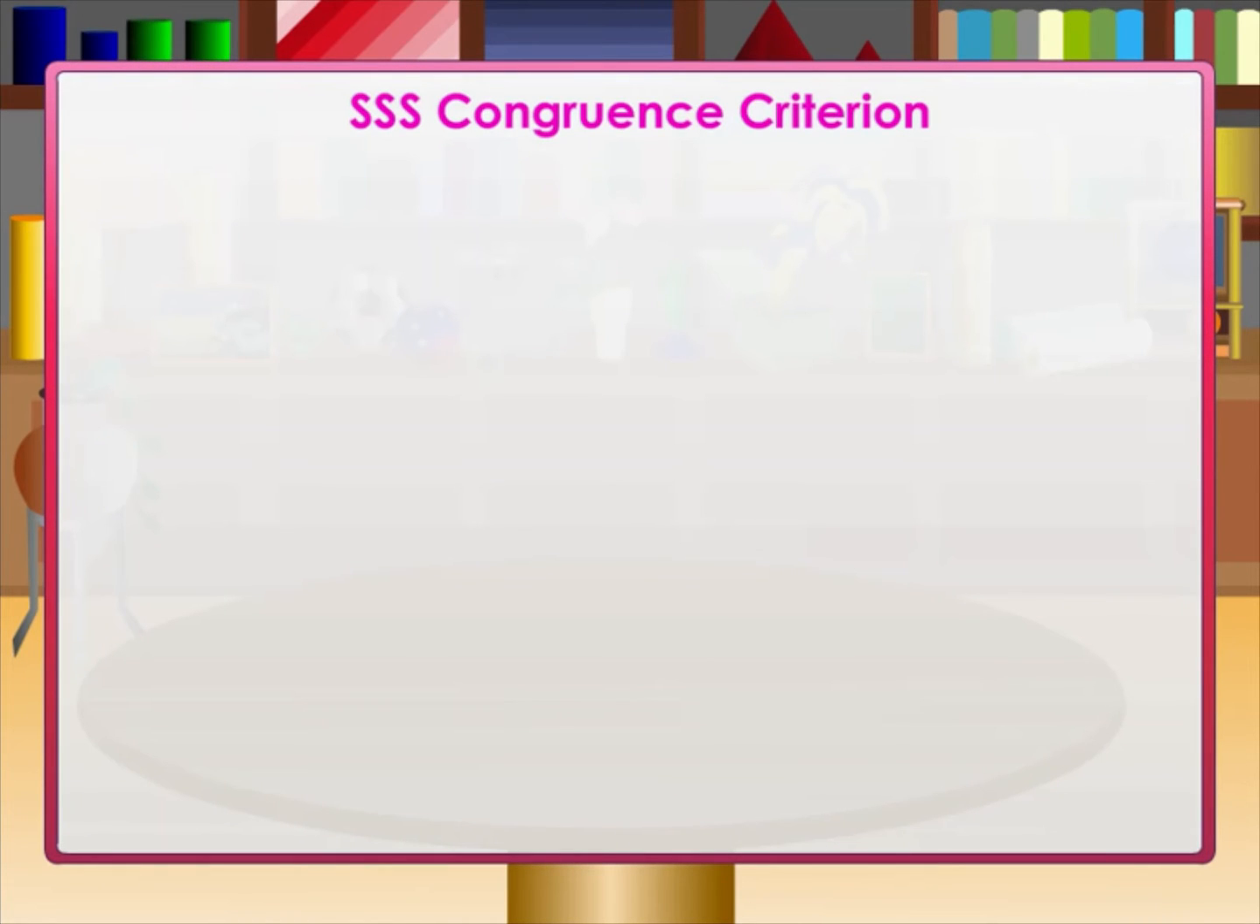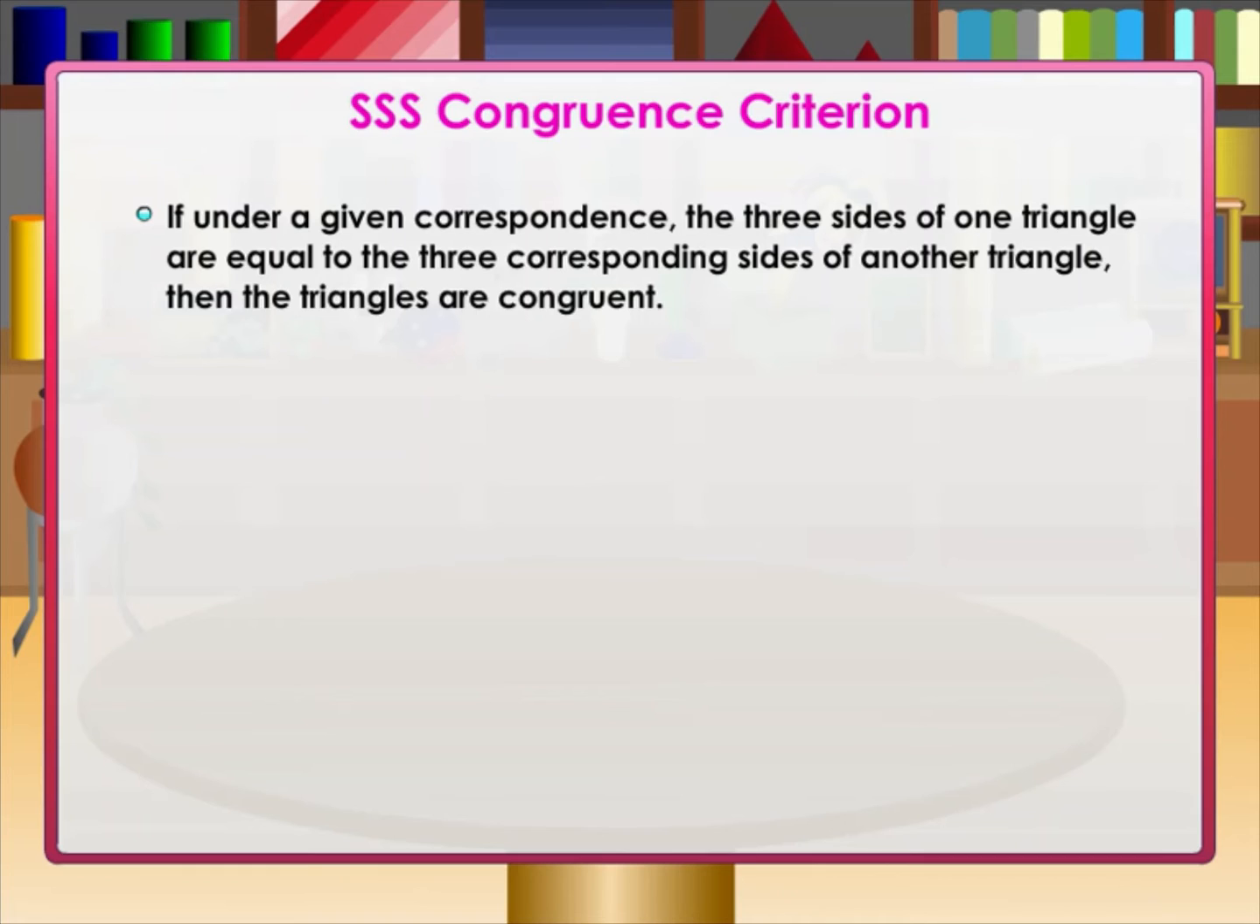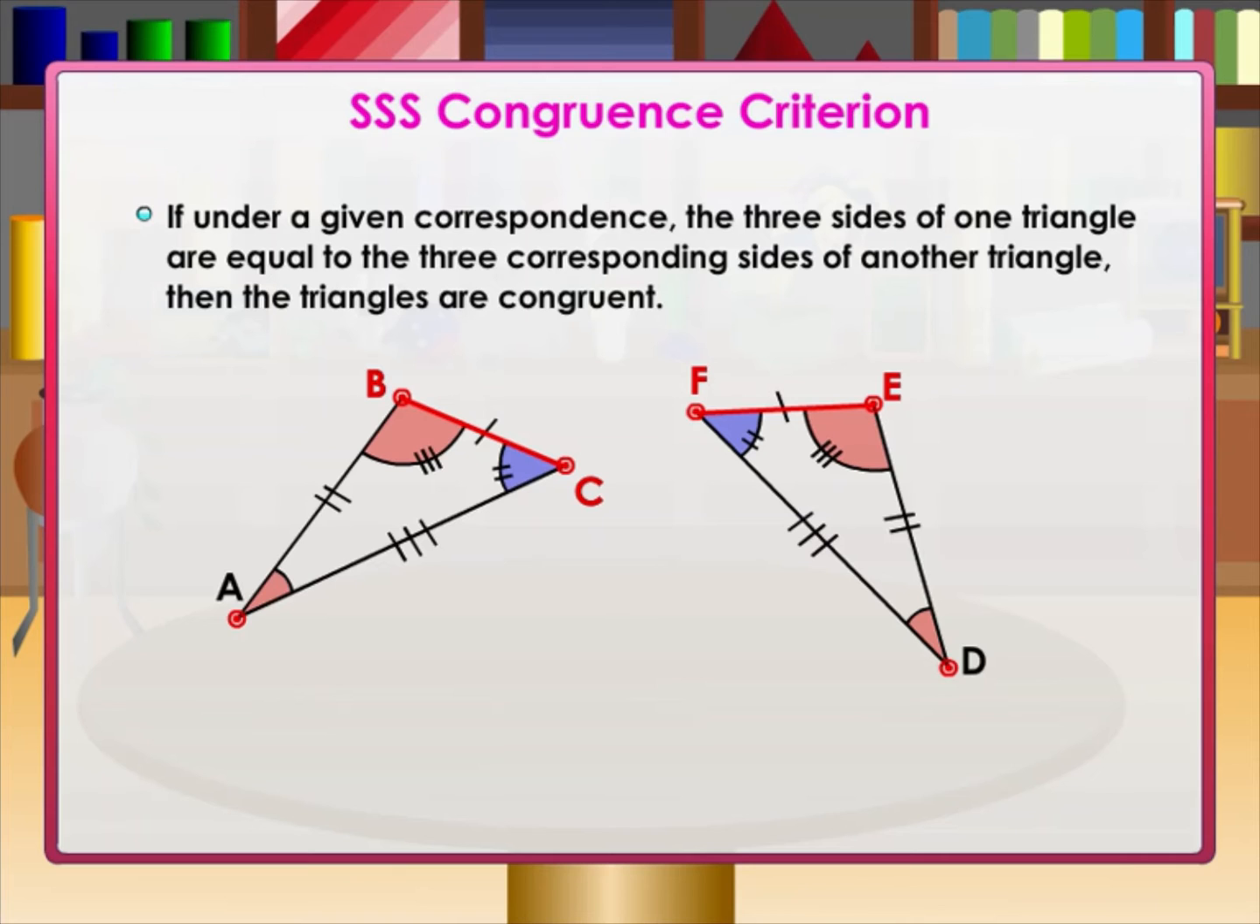SSS Congruence Criterion. If under a given correspondence, the three sides of one triangle are equal to the three corresponding sides of another triangle, then the triangles are congruent. Consider the two triangles ABC and DEF. The side BC is equal to the side EF. The side AB is equal to the side ED. The side AC is equal to FD.